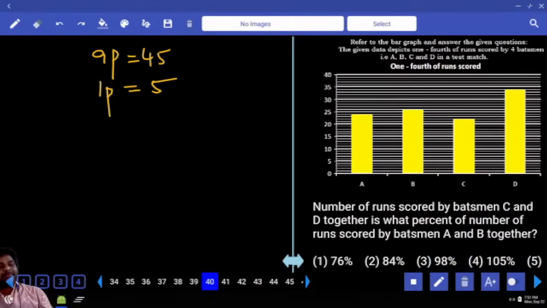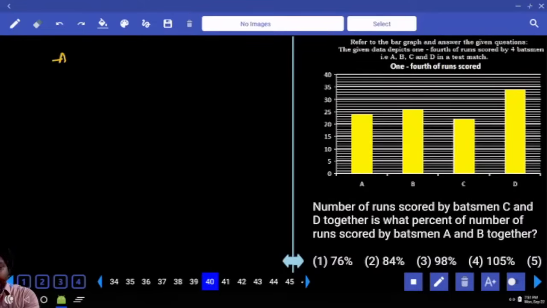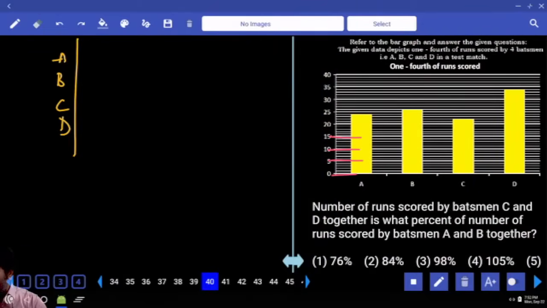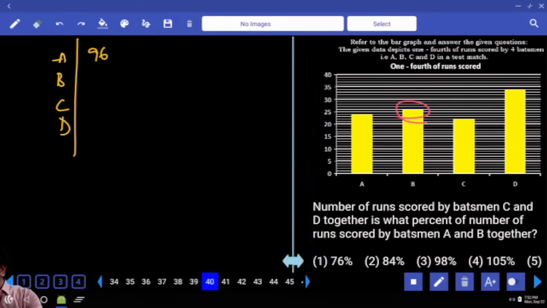The given data depicts 1/4 of runs scored by 4 batsmen A, B, C, D in a test match. Right, 0, 5, 10, 15. Between them we have 5 lines, so each line is 1. Now look at A, 24. If 1/4 is 24, the total will be 4 times of it, 96. For B, 1 line above 25, which is 26, 4 times, 104.